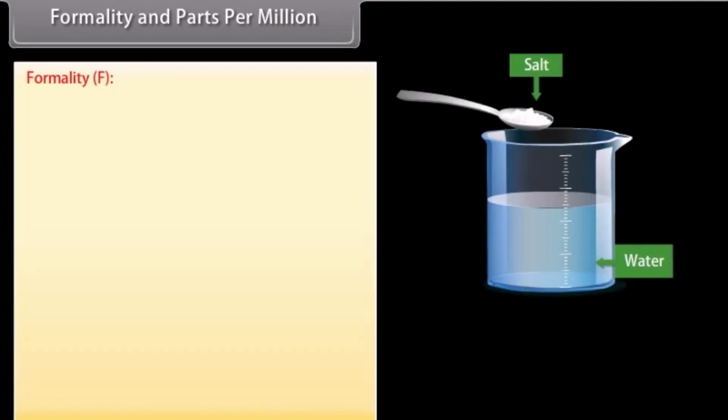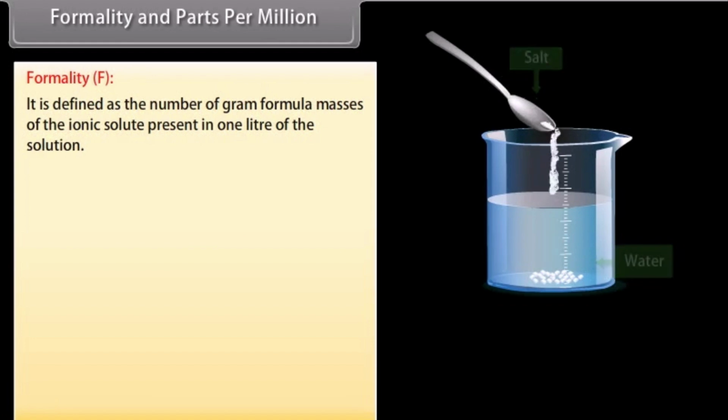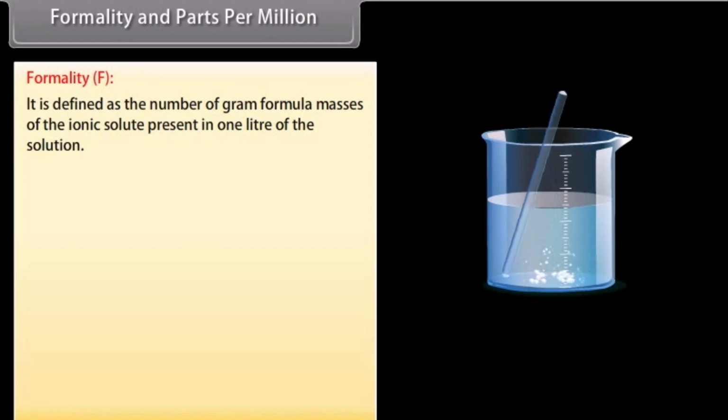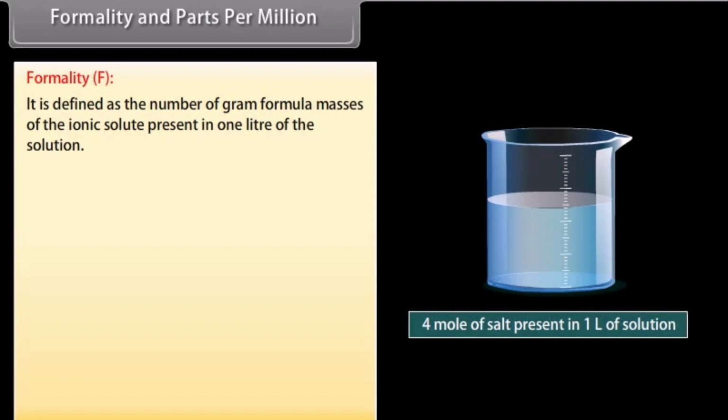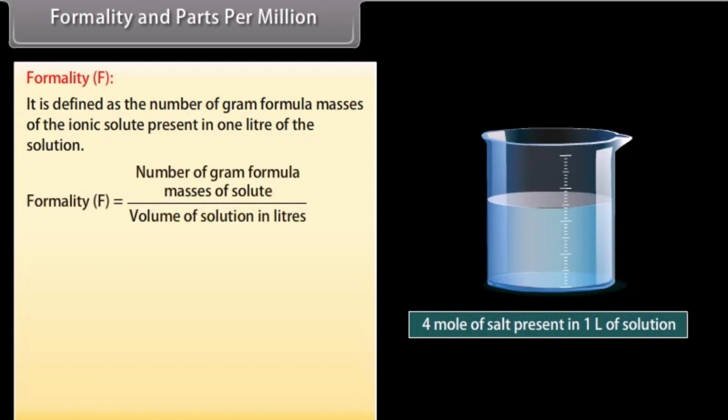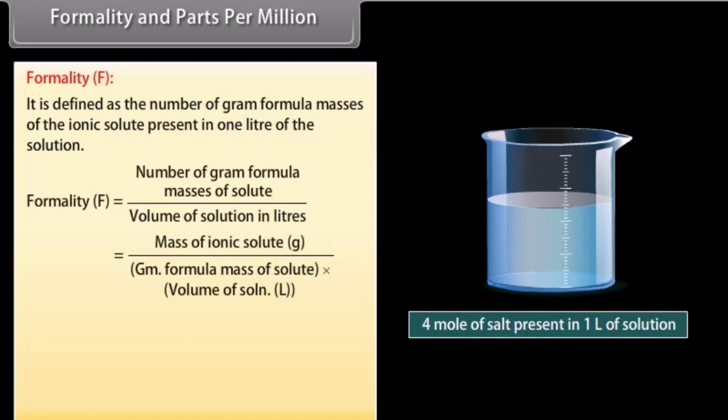Formality and parts per million. Formality. It is defined as the number of gram formula masses of the ionic solute present in 1 liter of the solution. It is represented by F. Mathematically, formality is represented by F is equal to Wb in grams divided by product of gram formal mass of B and volume of solution in liter.